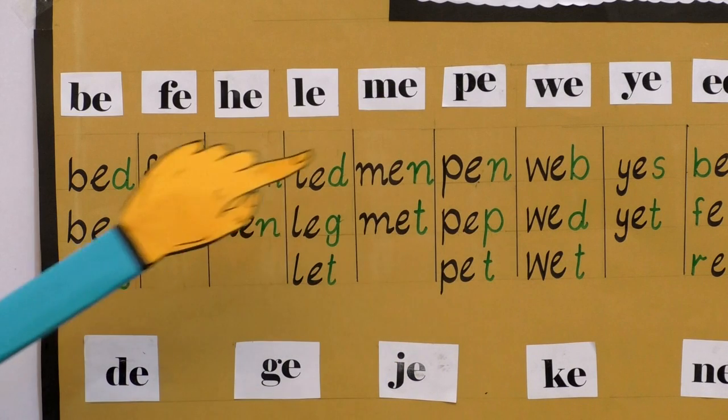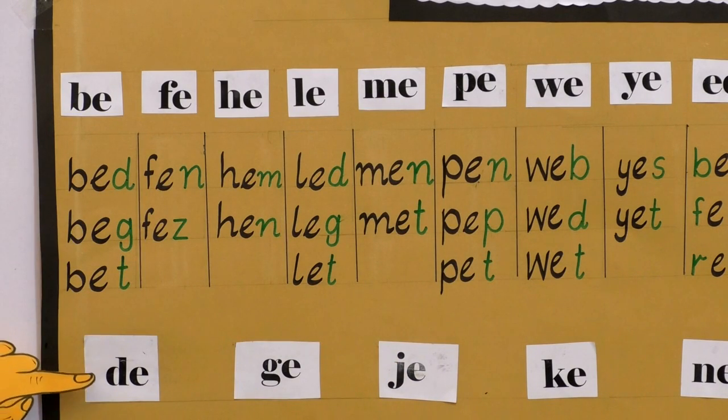Now look at the lower part. Now we will read the sound of D and E. D sound, d, E sound, e. When we combine these two sounds, it will become de, de. Now join this sound of de with other letters, de.